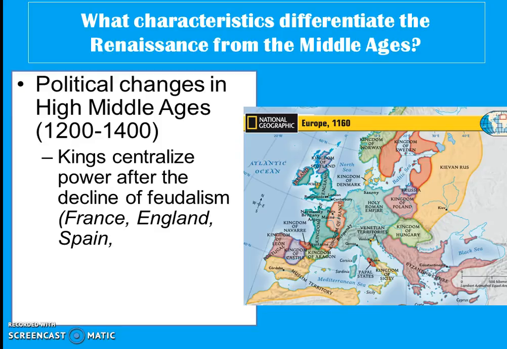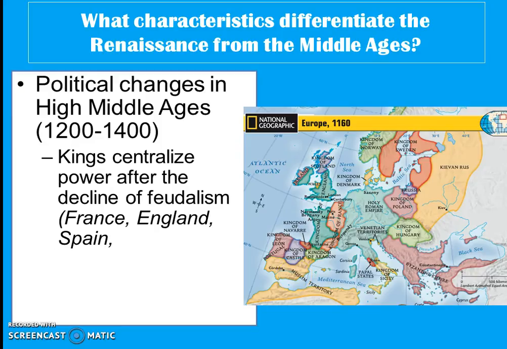So the kings centralized their power after the decline of feudalism in places such as France, England, Spain, Scotland, Ireland, all the places that you see on this map here. We're going to talk about Italy and the Holy Roman Empire a little bit later on, but we can see France is sort of in the middle here. England actually has power over parts of France, and that comes into play. Ireland is its own separate kingdom. Spain has about 4 or 5 different kingdoms in there. So kings really centralize their power in smaller kingdoms.